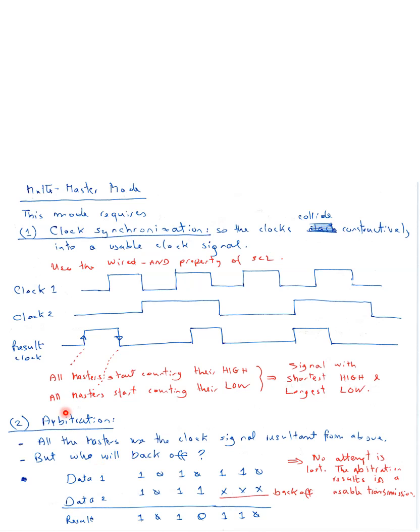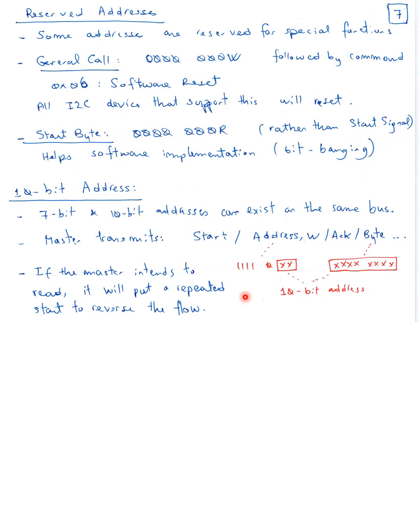Another interesting case is, what if the two masters try to transmit to the same address, right? So they put the same address. They could clash on the read or write bit. What if the read bit is the same? They both are trying to read. I think they will both read from it, not knowing that two masters are involved. So that could well happen.